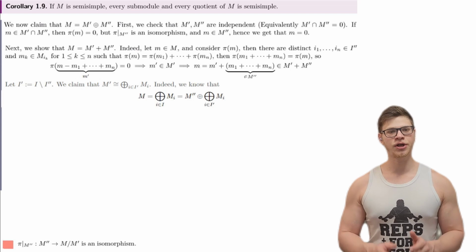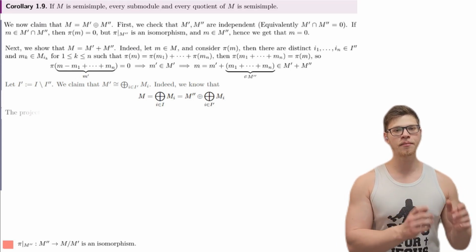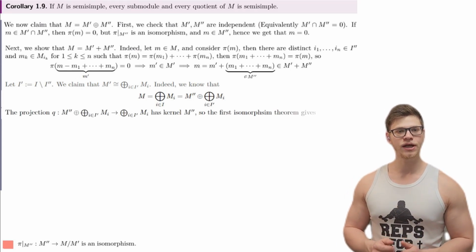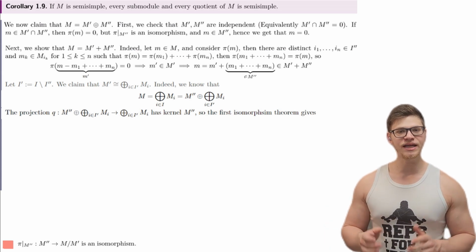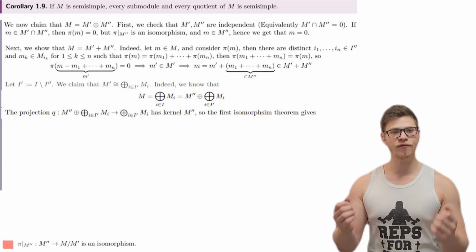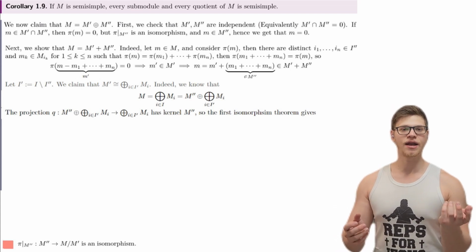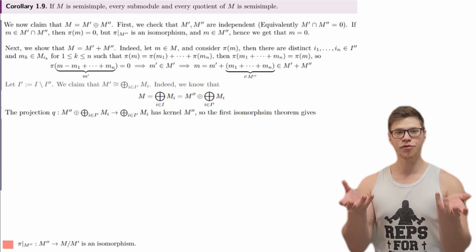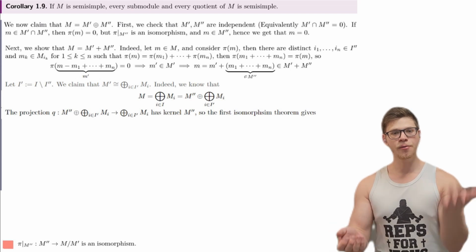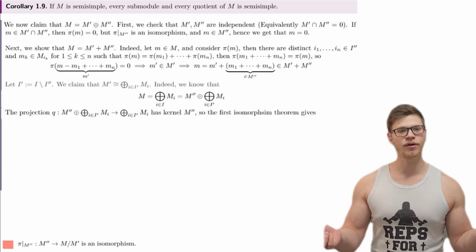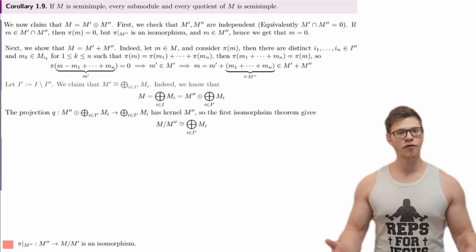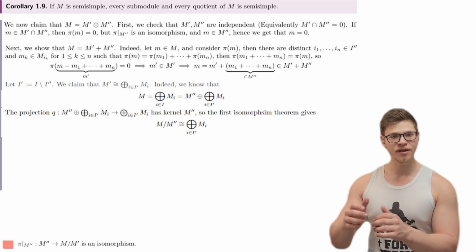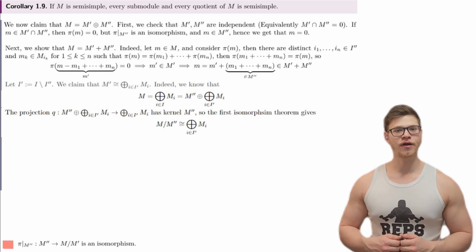The natural projection Q coming from the direct sum onto the I prime component has kernel M double prime by definition, since it's given by decomposing an element as a sum of elements of M double prime and an element of the direct sum of Mi indexed over I prime, and then throwing away the M double prime component. Hence, by the first isomorphism theorem, we get an isomorphism of M mod M double prime with the direct sum of Mi indexed over I prime.